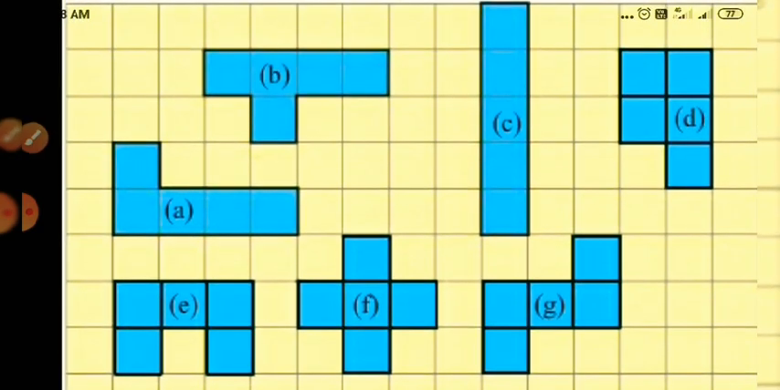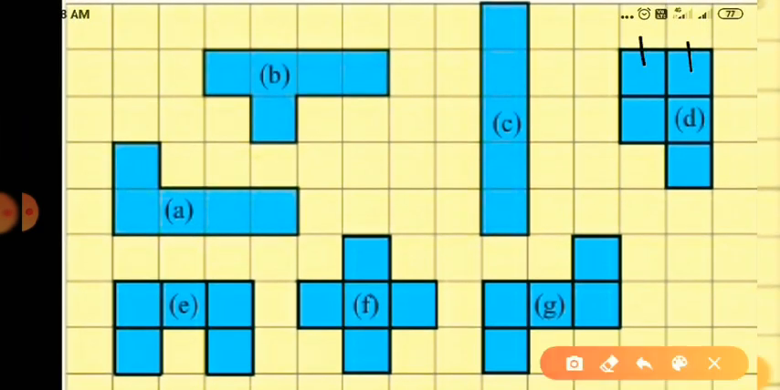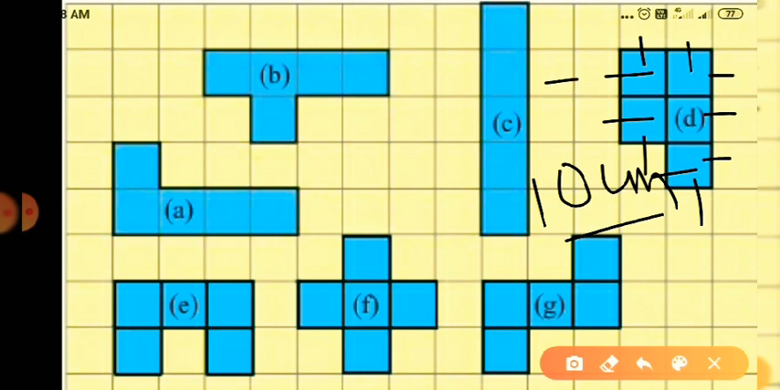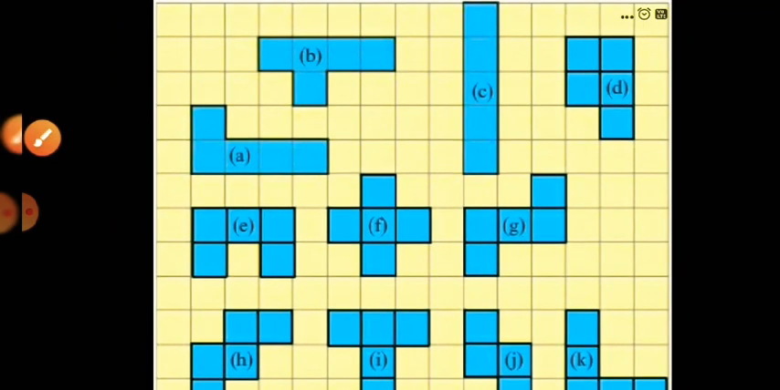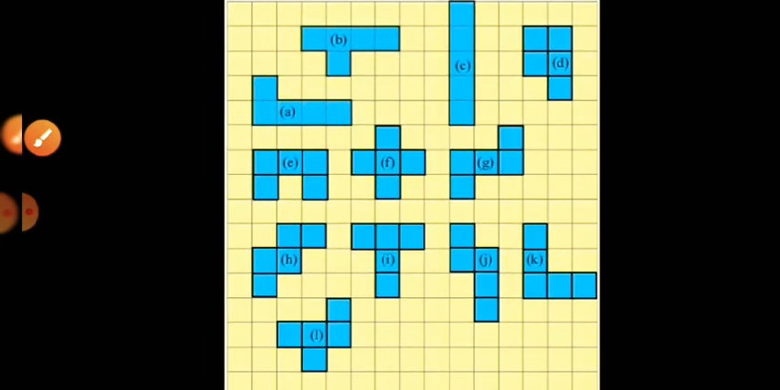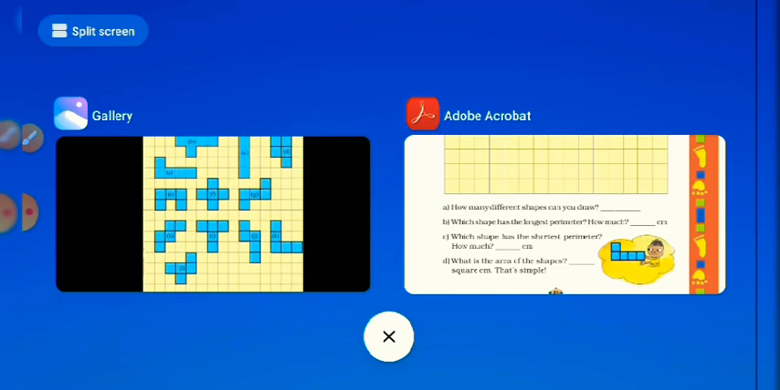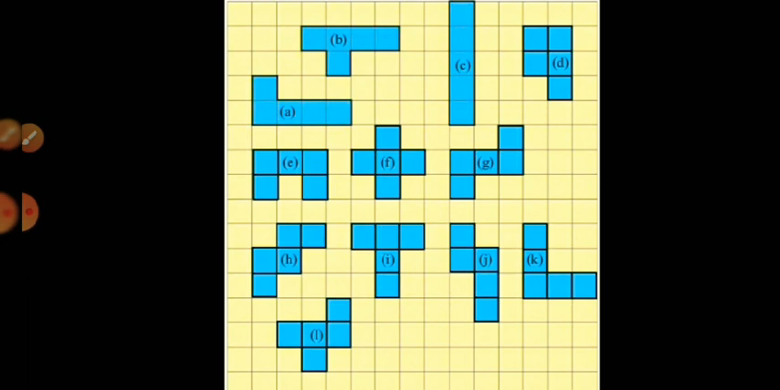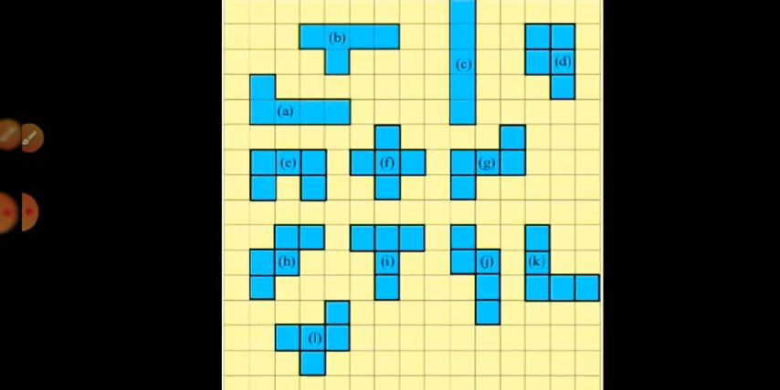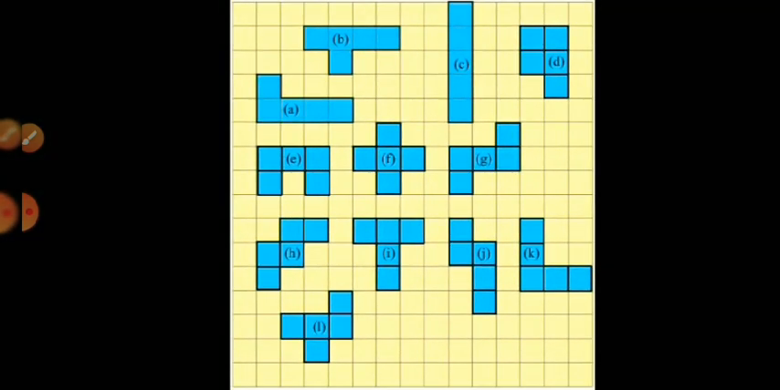Let me zoom it first. Now count: 1, 2, 3, 4, 5, 6, 7, 8, 9, 10. So the total is 10 centimeters, because the length of one side is 1 centimeter. We counted all the sides and found 10 centimeters. So this is the smallest perimeter, and the name of the shape is shape D. Also there was one question, we have to find the area. It's very easy. All the shapes will have the equal area. How can you say?